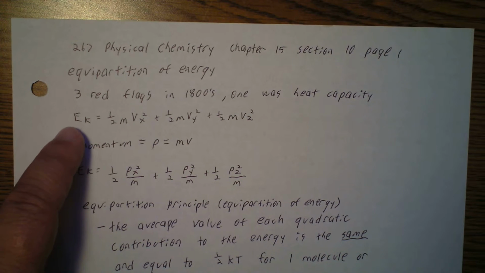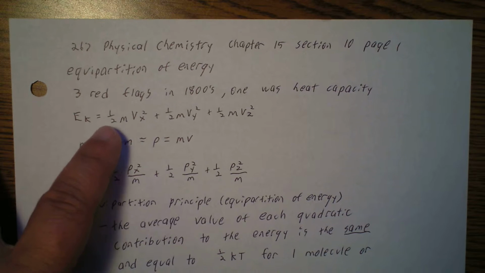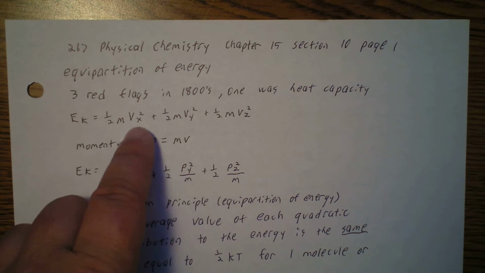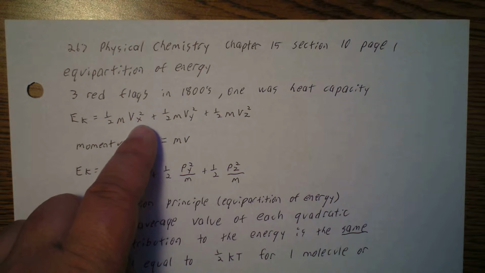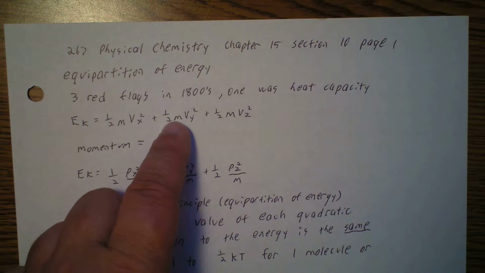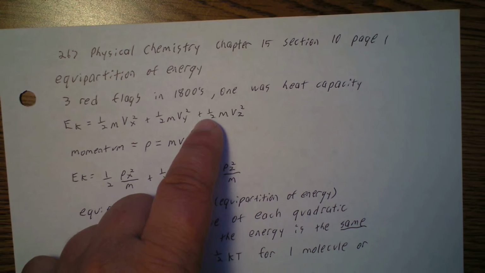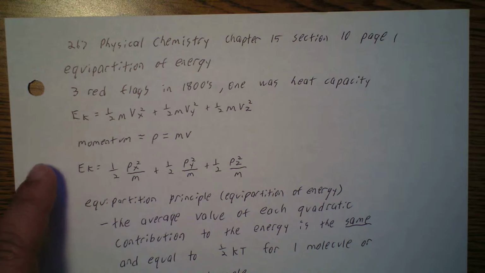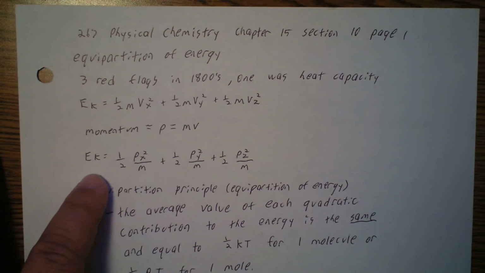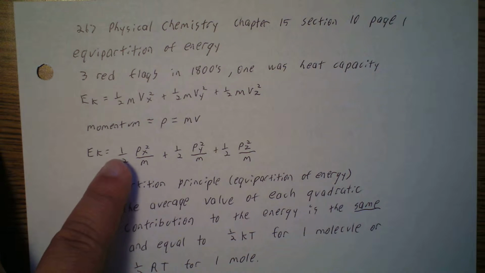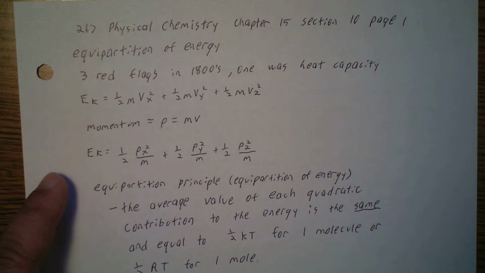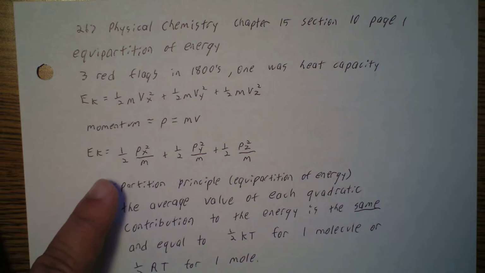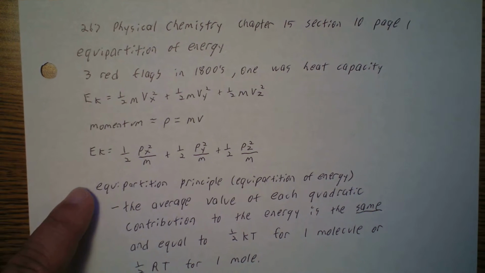So we have kinetic energy is 1/2 m v x, y, and z squared. So we have the x component, 1/2 times mass times the x component of velocity squared, plus 1/2 times mass times the y component of velocity squared, plus 1/2 times the mass times the z component of velocity squared. Now we know that momentum, p, is equal to mass times velocity. So kinetic energy is 1/2 times the momentum in x squared divided by mass, plus 1/2 times the momentum in y squared divided by mass, plus 1/2 times the momentum in z squared divided by mass.